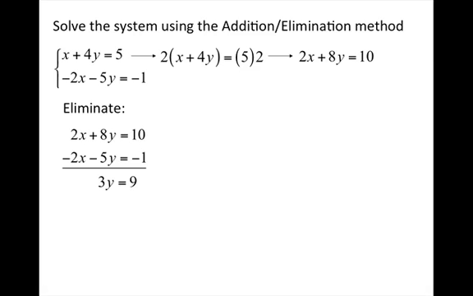8y minus 5y gives me 3y. And 10 minus 1 gives me 9. So I end up with 3y equals 9. Now I only have a y in my equation. If I divide each side by 3, I end up with y equals 3.